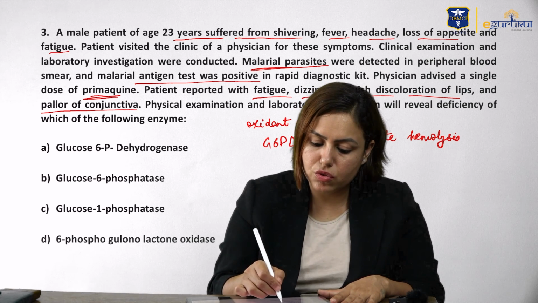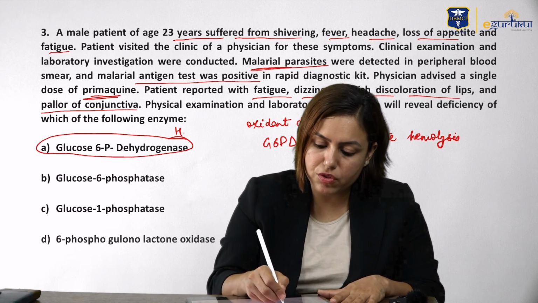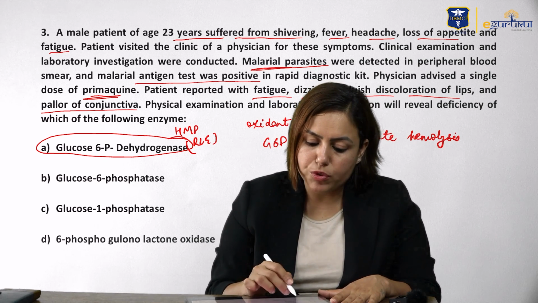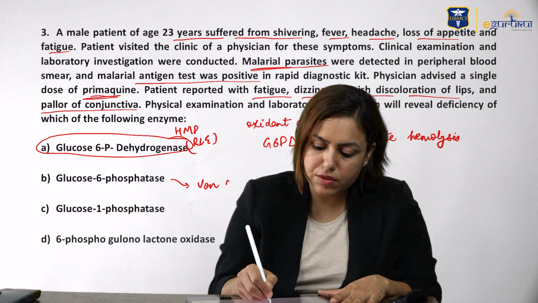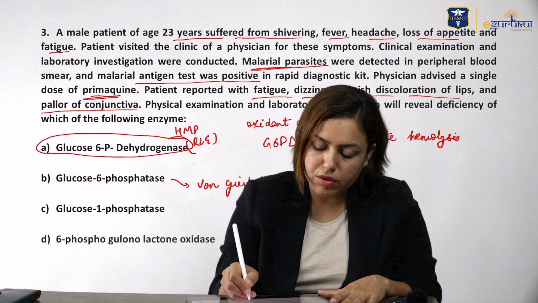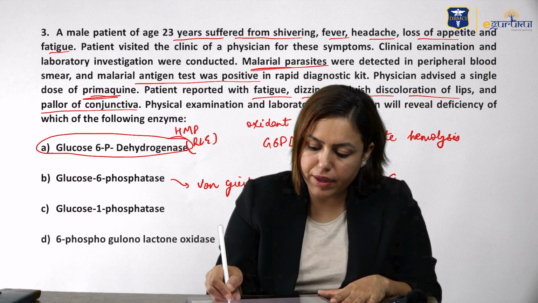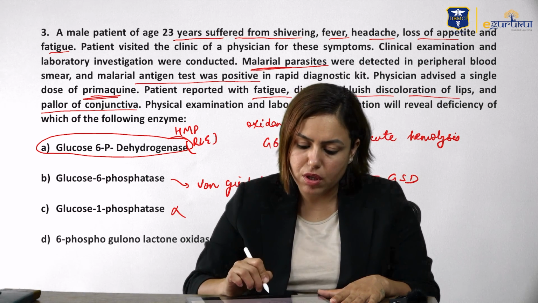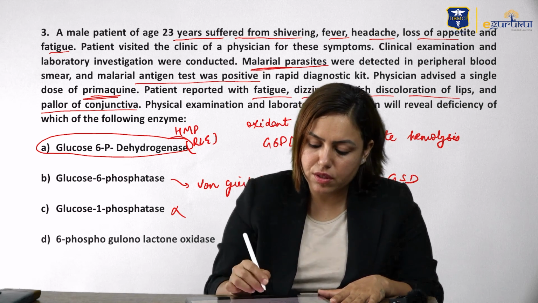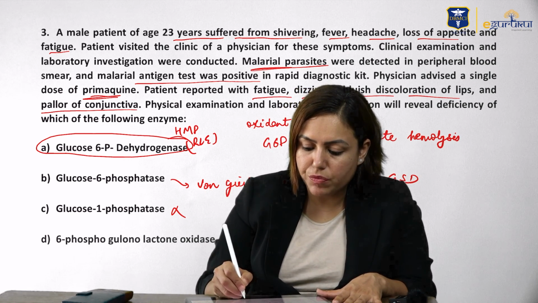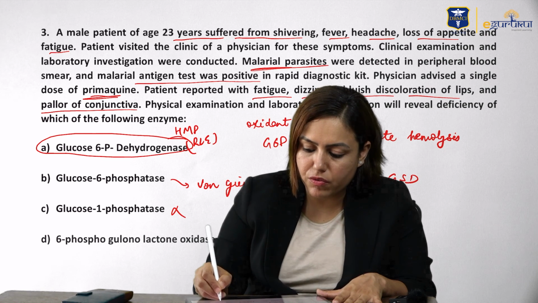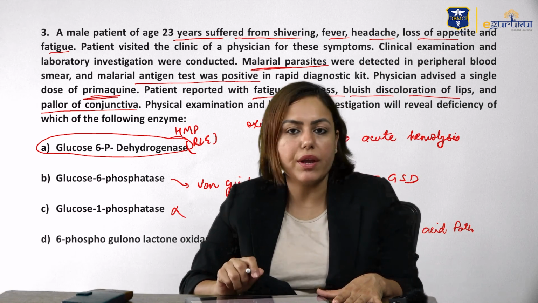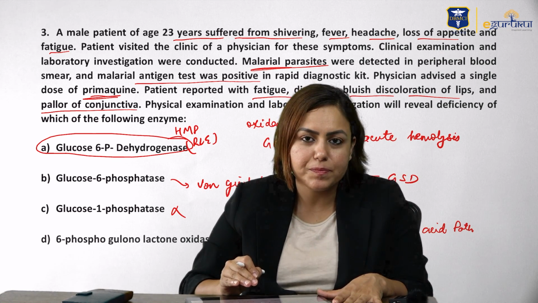So this is glucose 6-phosphate dehydrogenase, G6PD, which is rate limiting enzyme of HMP pathway, right? Other options, glucose 6-phosphatase deficiency is von Gierke's disease, which is type 1 glycogen storage disease. Option C, this deficiency is not found. And then 6-phosphogluconolactone oxidase. This is the enzyme which synthesizes vitamin C in uronic acid pathway, and this enzyme is absent in humans, right? Gluconolactone oxidase, right?